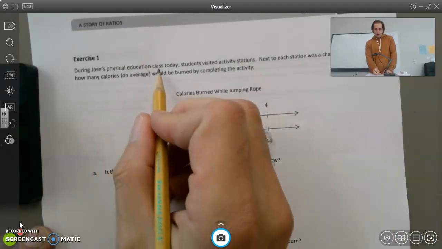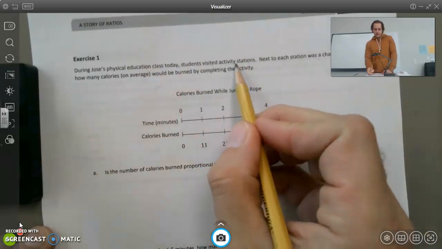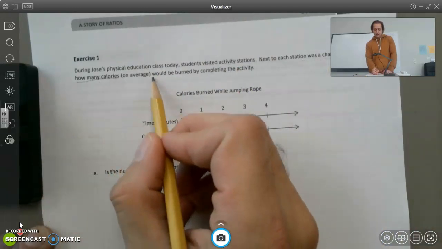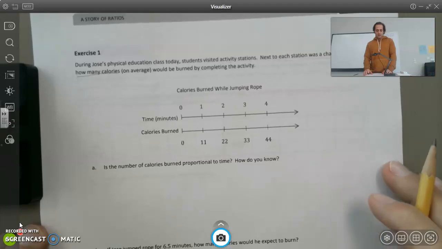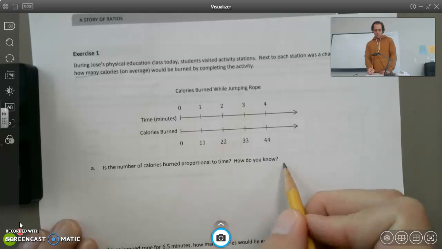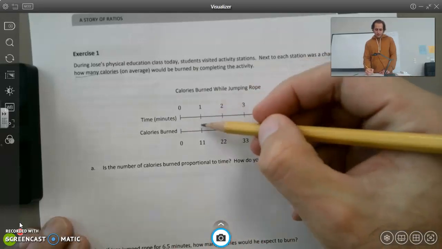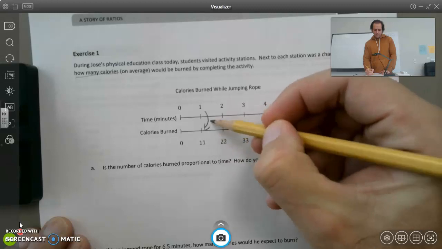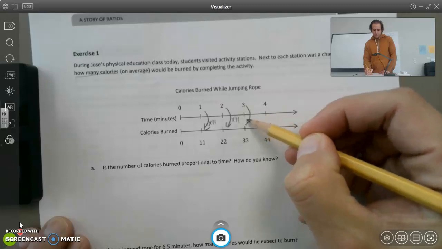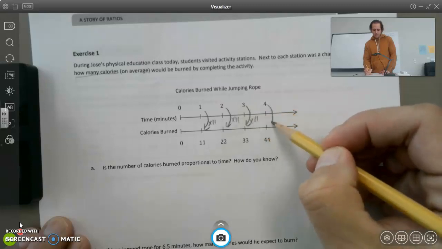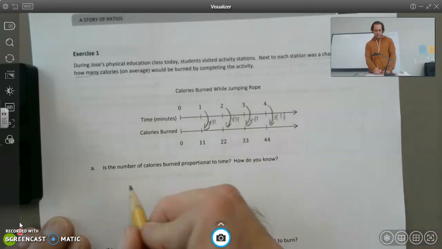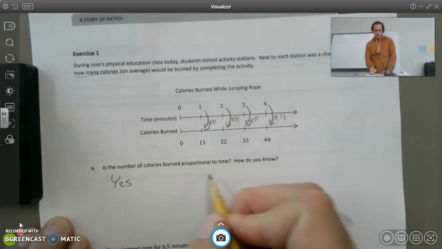During Jose's physical education class, students visited activity stations. Next to each station was a chart depicting how many calories on average would be burned by completing the activity. All right, so our first question is, is the number of calories burned proportional to the time? Well, let's look. Is there a multiplier here? Times 11. 2 times 11 is 22. 3 times 11 is 33. And 4 times 11 is 44. So that works. Yes, it looks like they are proportional.